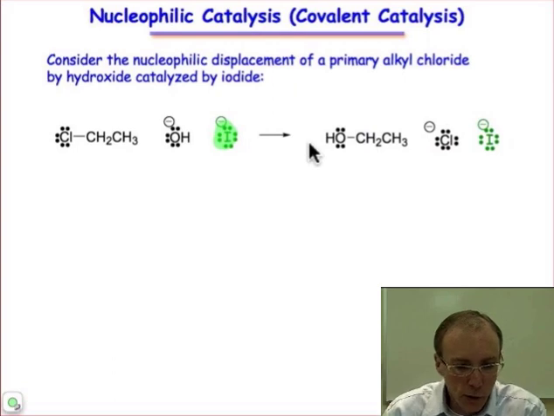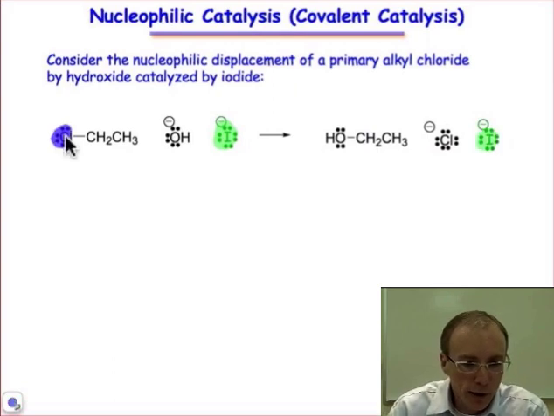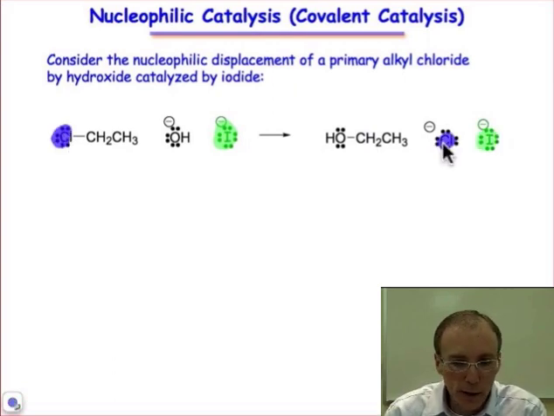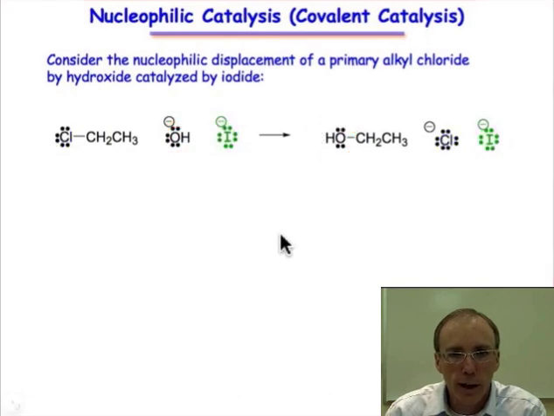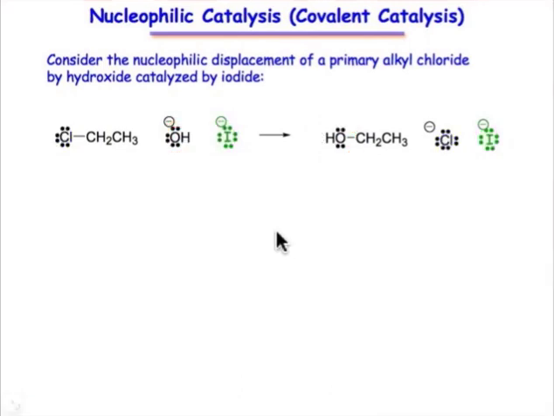What we're doing is a displacement of the chloride group. The chloride group is being displaced by a hydroxide nucleophile, and it becomes attached, and we make ethanol as the product. Now let's look at the uncatalyzed process, and then we'll see how iodide enters into this reaction mechanism.